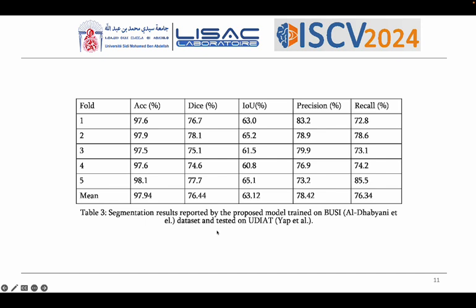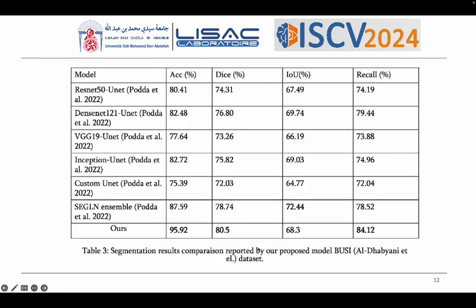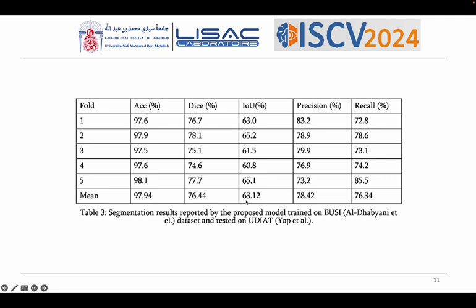In table 3, we have the segmentation results reported by the proposed model when it's trained on BUSI and tested on the second dataset, which is the UDIAT dataset. As we can see here, we have a slightly acceptable segmentation performance with 76.44% in terms of dice coefficient and 63.12% in terms of intersection over union coefficient, and this result highlights the generalization capabilities of our method, since we only trained on the first dataset and tested on the second dataset.